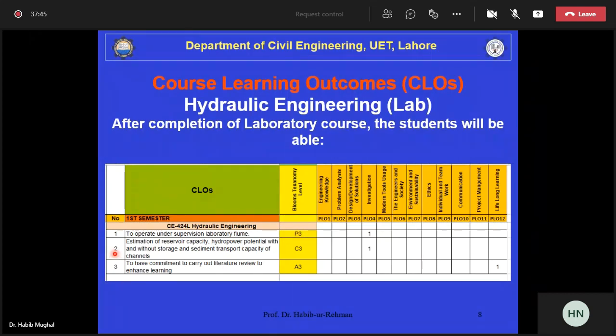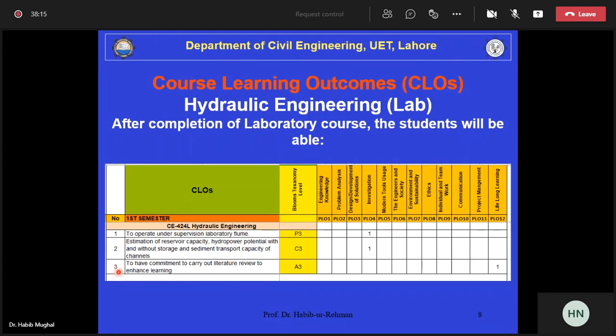And the second CLO is you will be able to estimate reservoir capacity and hydropower potential with and without storage. And you will be able to compute the transport capacity of the channels. So this is the cognitive domain, and this is the C3 taxonomy level. And again, it is mapped with the PLO4, which is the investigation.